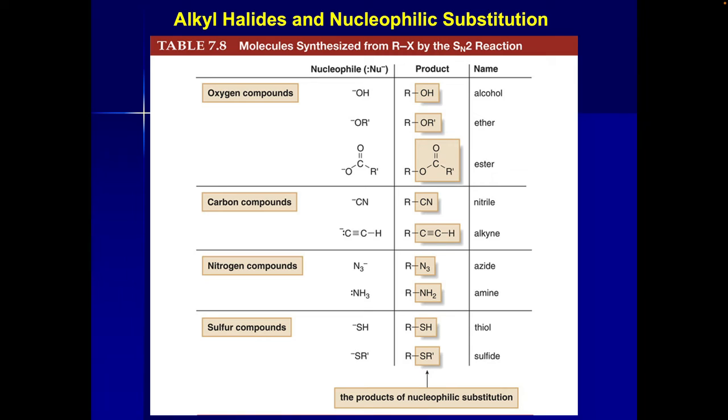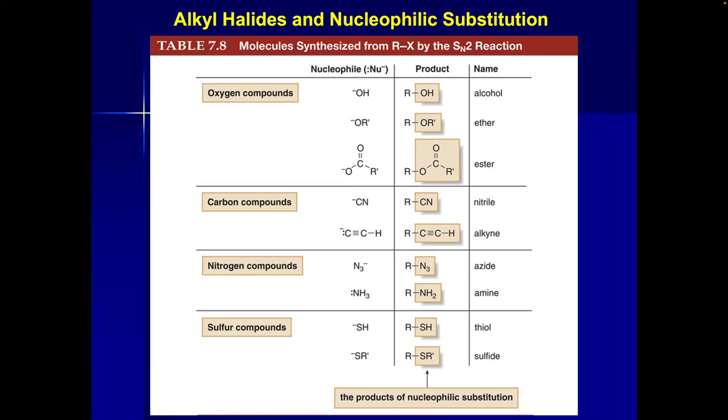So here's a whole list of things that we can actually make by these SN2 reactions. We're taking some alkyl halide, and all of these are going to be made by SN2 reactions. Here are my nucleophiles. If I take a primary alkyl halide and react it with hydroxide, I get an alcohol. If I react it with an alkoxide, I get an ether. If I react it with acetate, for example, I get an ester.